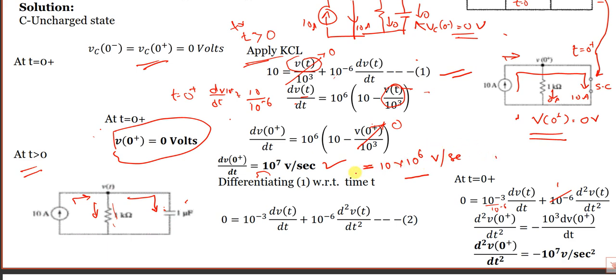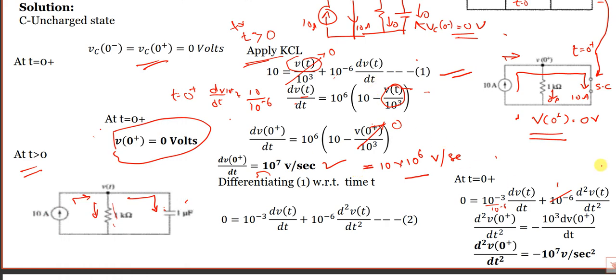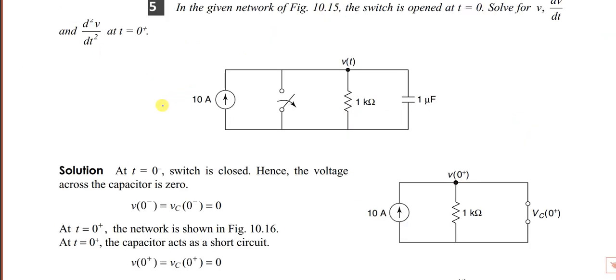This is minus 10 into 10 power 9, or minus 10 into 10 power 10, I think. 10 into 10 power 9 is 10 power 10. Okay, so let me check in the other book, to see if it is a capacitor.